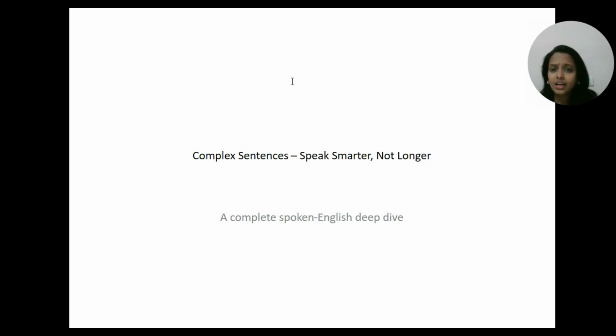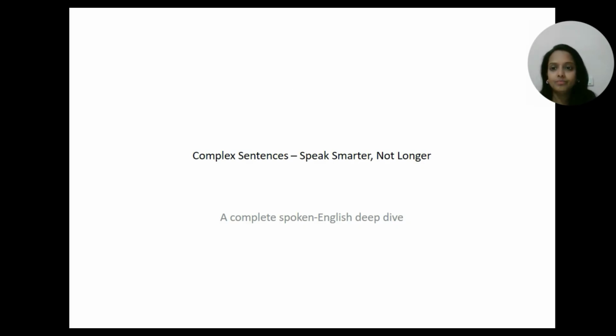But then there comes a point where your English feels flat. Correct, yes? But not mature, not academic, not natural. And that's exactly where complex sentences walk in and say, hey, let's level this up. So, today we are going to fully unpack complex sentences: what they really mean, how they work in real life, when you should use them, when you shouldn't, types, real examples, and serious practice. Okay? So, no rush, no shortcuts, just proper understanding.